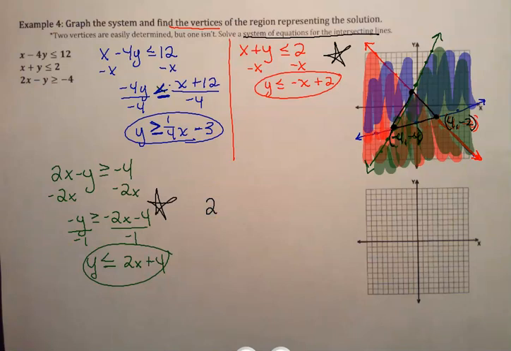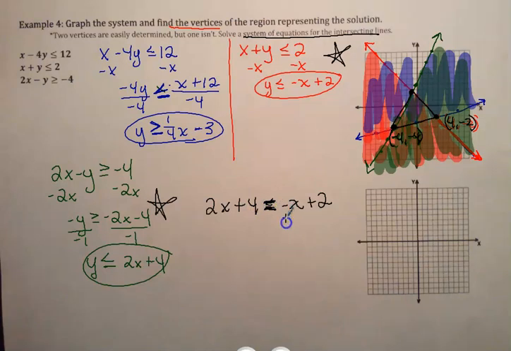Let me go back. Here it says y is less than or equal to 2x plus 4. And then here we have the y, so we're going to say 2x plus 4 has to be less than or equal to -x plus 2. But we want to find the point of intersection, so we're going to make it an equation instead of an inequality, right? Those y's are equal. And then we solve.